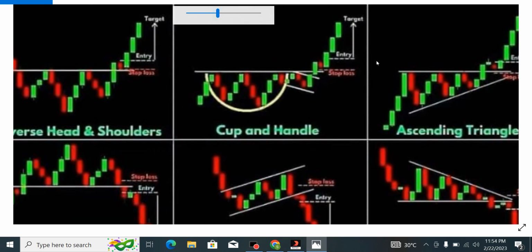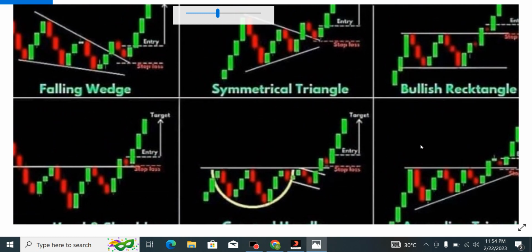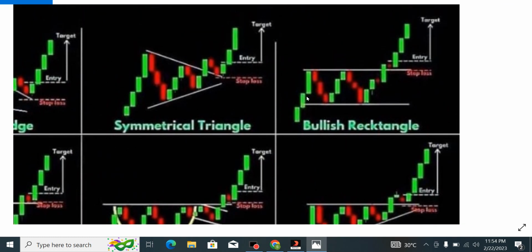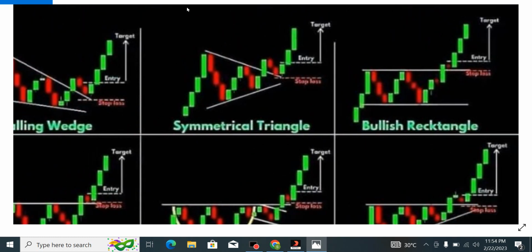Why did it go down? Okay, so now let's see all these. We are still discussing the bullish pattern. We are discussing the bullish pattern first, then thereafter we will be discussing the bearish pattern.